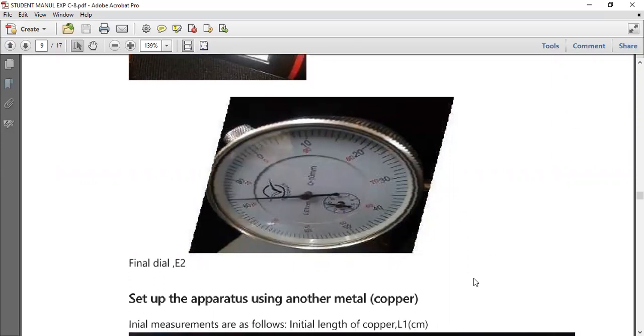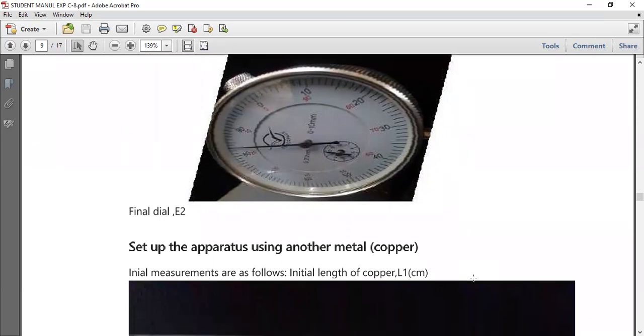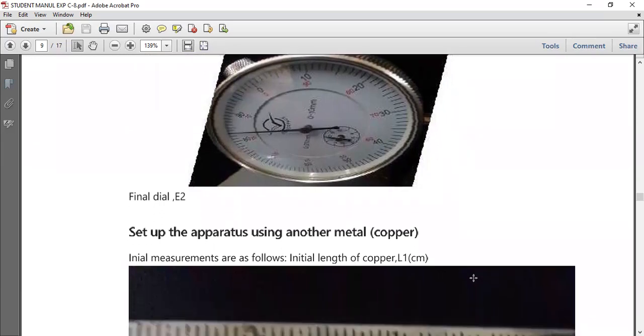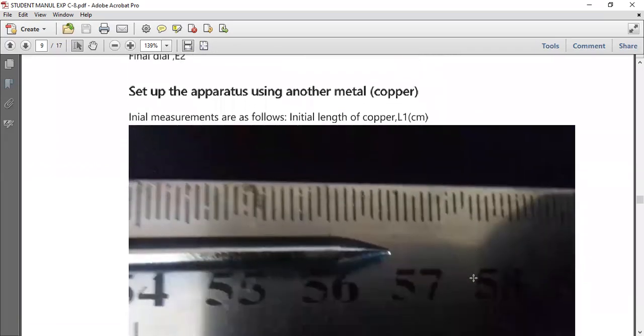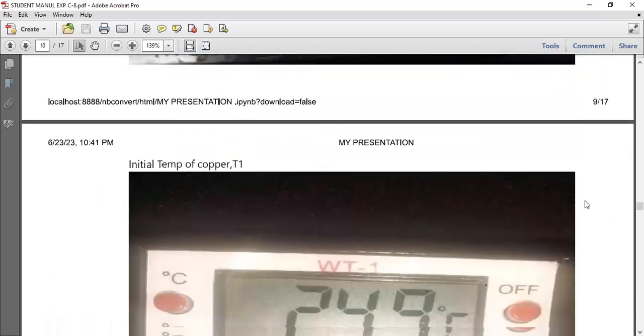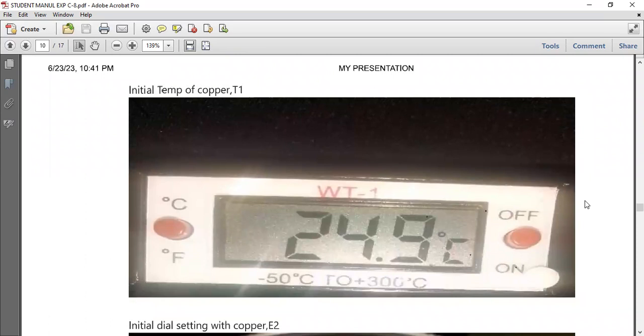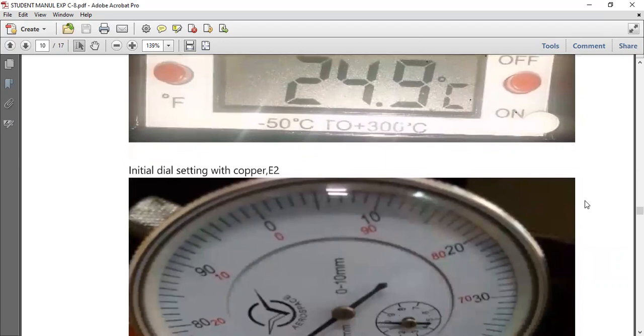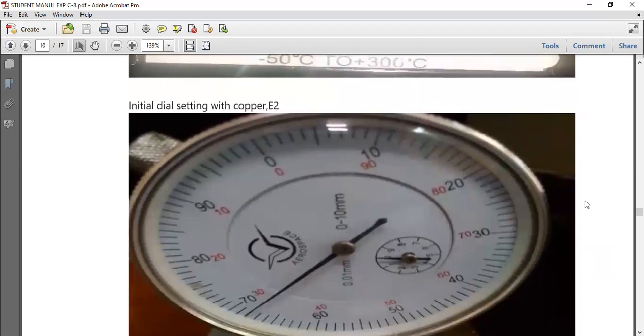Then we proceed by using another metal rod, that is copper. It's all about following the same procedures. We'll start by taking the initial measurements again, such as the initial temperature of copper and the initial length of copper as L1 centimeter. You also take the initial dial setting. As you can see here, the initial temperature is indicated there. The initial dial setting as E2 is indicated here.